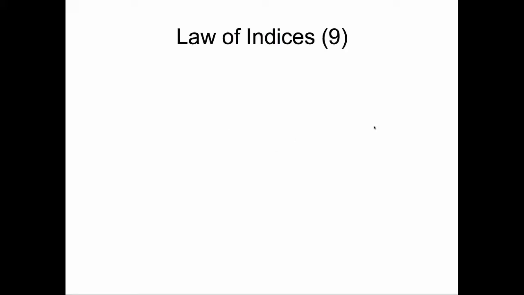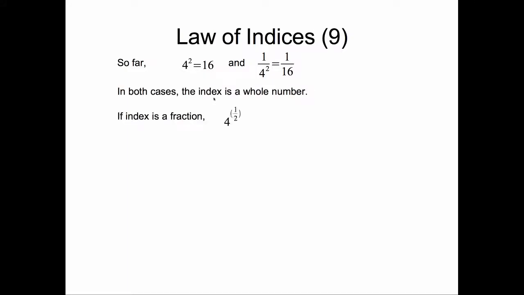Let's look at the next law with familiar examples. What I want to draw your attention to is the index is a whole number, but sometimes the index can be a fraction like this, 4 to the power half, which I can write in this way, square root 2. The important thing to note is 2, the lower half of the fraction, is taken outside the root, and 1 stays as index to the base 4.